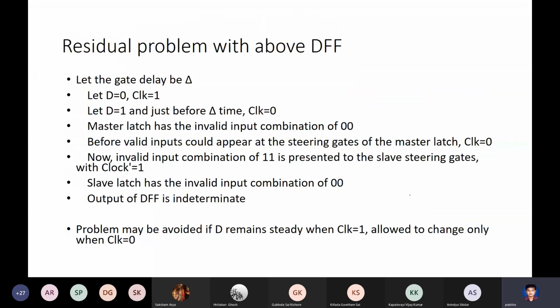All right, I'll just end with one particular thing called timing analysis, so this delay and all these things. This is sometimes called the residual problem. This happens due to the delay in the gates.